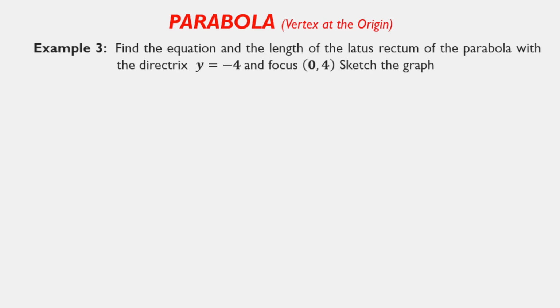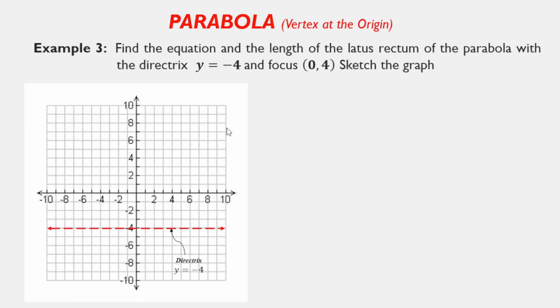Example number 3. Find the equation and the length of the latus rectum of the parabola with the directrix y is equal to -4 and focus located at coordinate 0 and 4. Sketch the graph. The first thing that we need to do is graph the directrix. Since the directrix is y is equal to -4, this is a horizontal line that passes through -4 at the y-axis. And we're going to locate the focus. The focus is located at the coordinates 0 and 4.